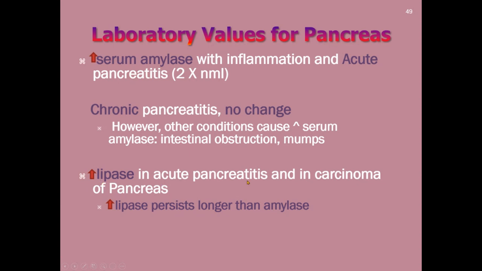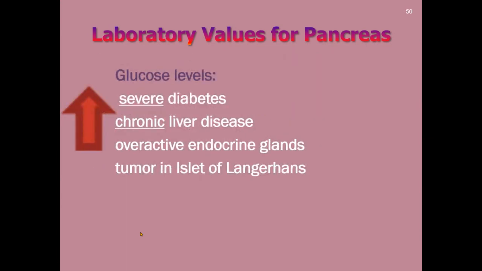lipase in acute pancreatitis and in carcinoma of the pancreas. And this is something to remember, that increased lipase levels will persist longer than the amylase. So depending on when your patient had their blood work, amylase could go back to normal, but lipase will still be elevated in acute pancreatitis. So they can have increased levels of glucose with severe diabetes, chronic liver disease, overactive endocrine glands, and tumor of cells of islets of Langerhans.